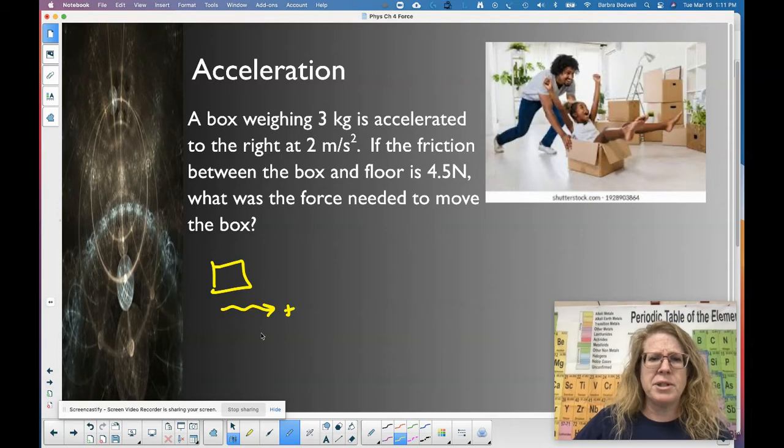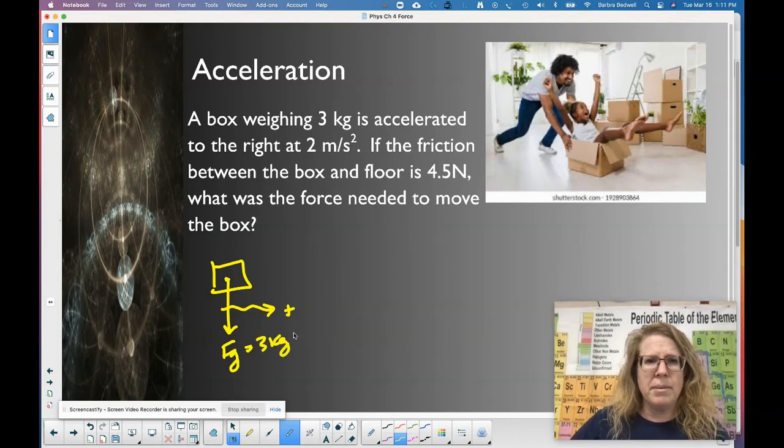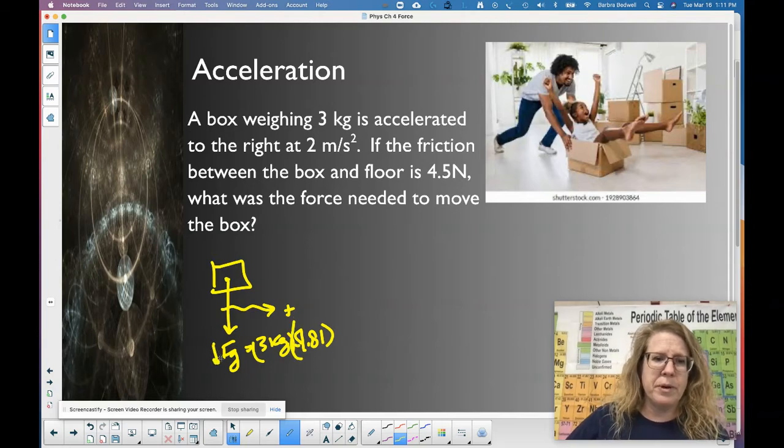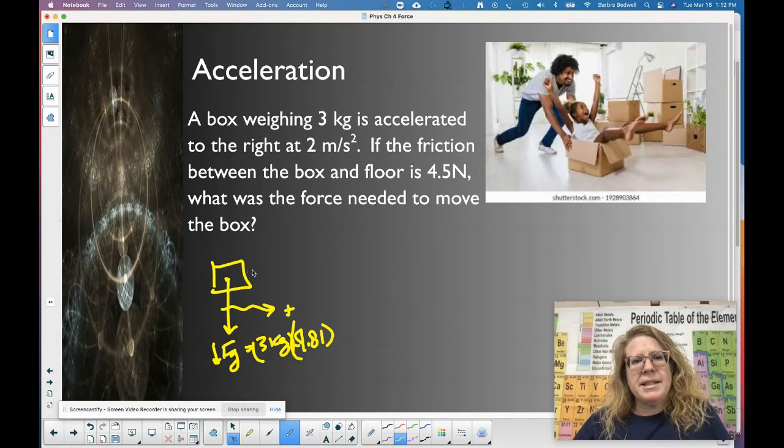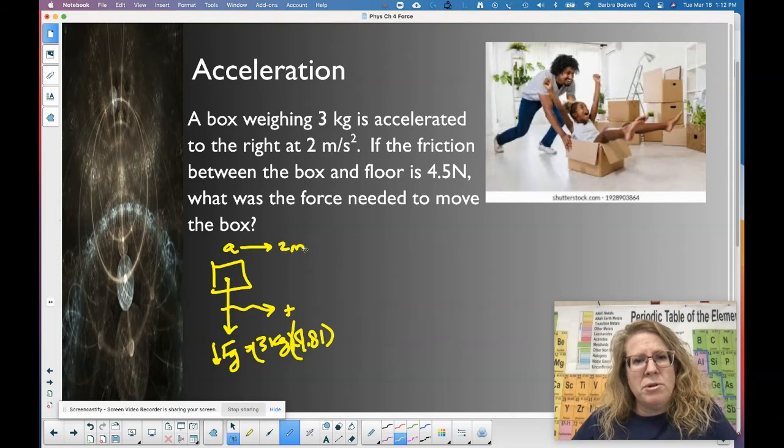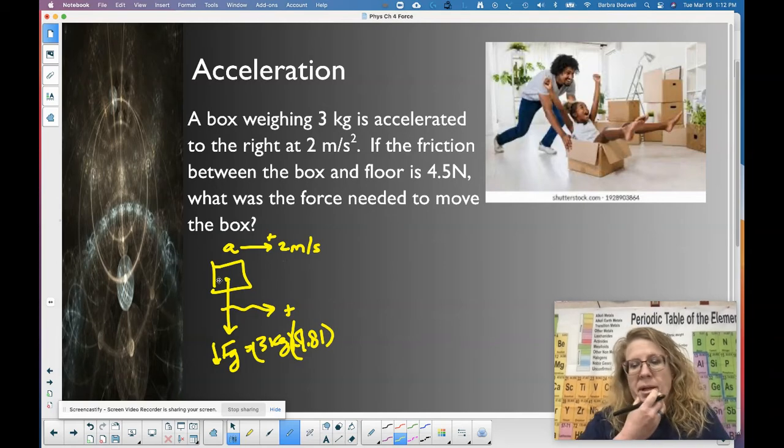So I'll say this is the positive direction. I know some things about it. I know how much it weighs. F of G is going to be equal to 3 kilograms times 9.81. I don't know if I'm going to need that or not, but 9.81. Okay, there we go. Negative, and that's going to be downwards, right? I know it's being accelerated to the right at 2 meters per second squared. So acceleration is this direction, and we're going to call that positive 2 meters per second squared. We know what the box weighs.